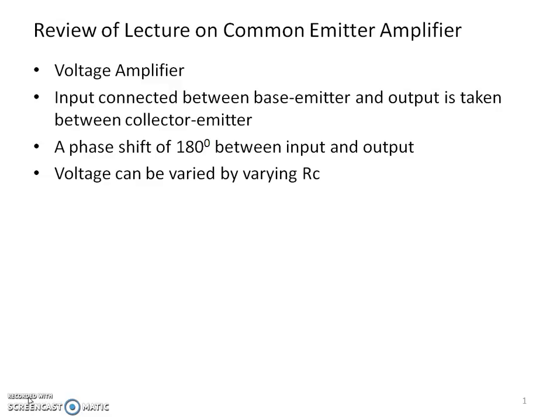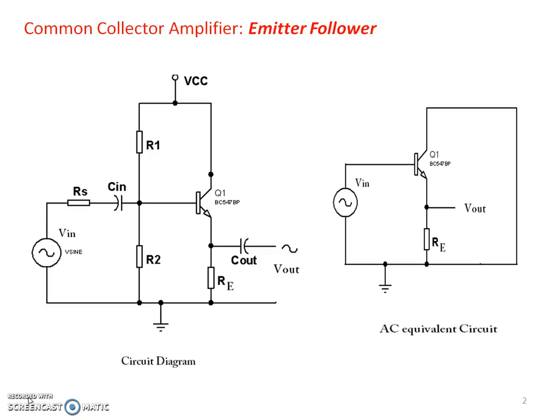We also have seen the design steps for the common emitter amplifier. We also have gone through the effect of varying RC and RE on the operating point of the common emitter amplifier. In continuation with this, now we'll go for the next circuit, which is a common collector amplifier. It is also called an emitter follower. So let us look at this circuit diagram, which is a circuit of common collector amplifier.